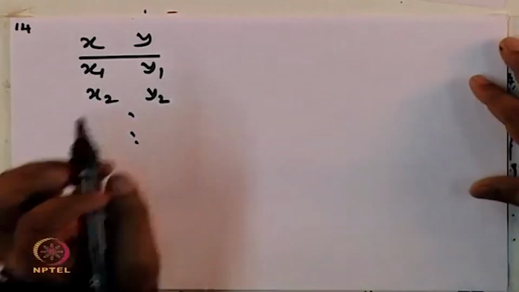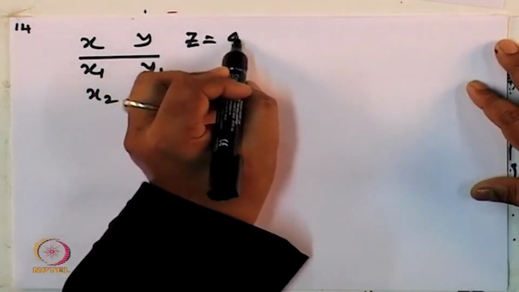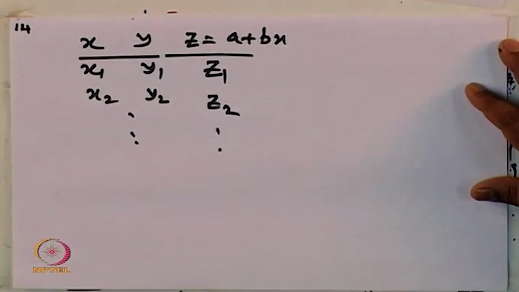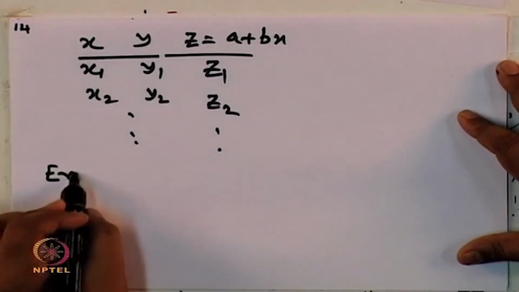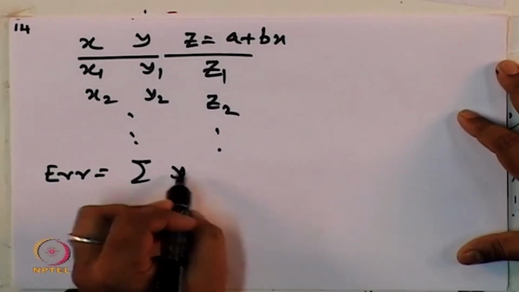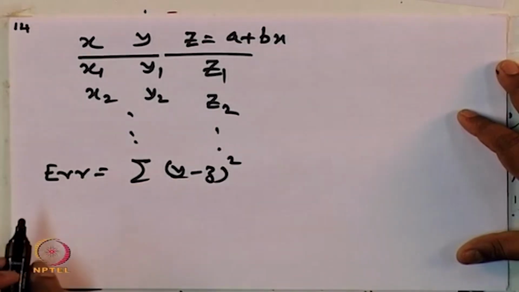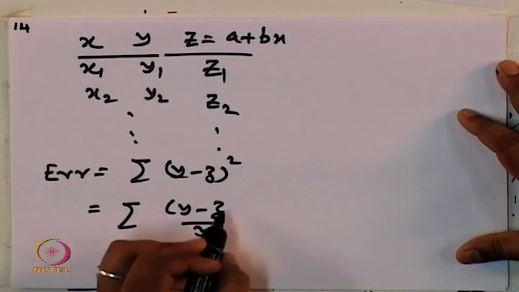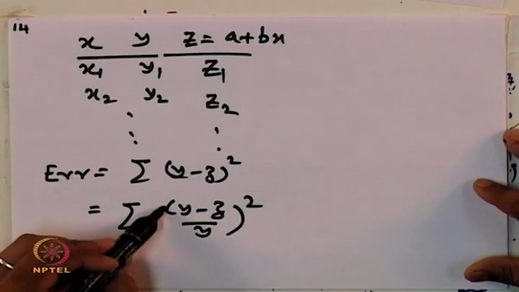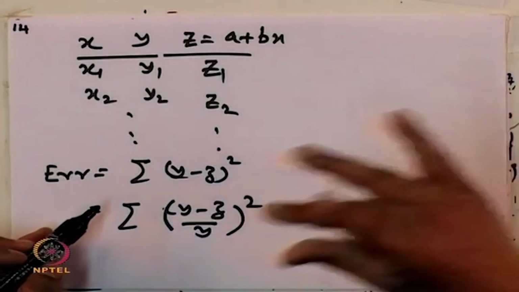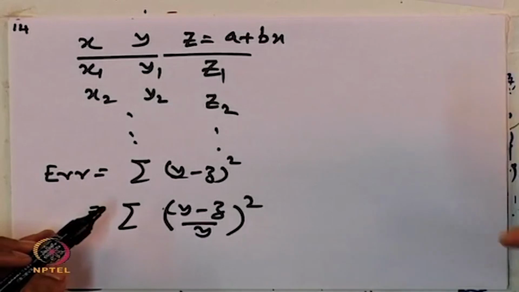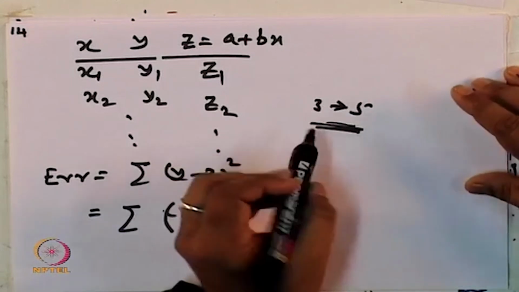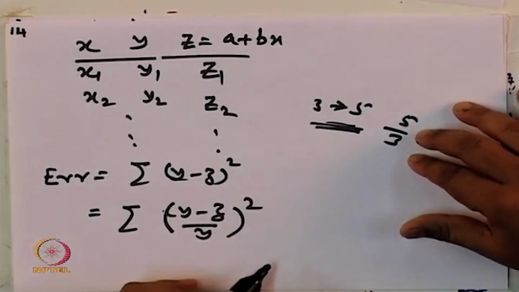Okay. You calculate, let us say, z is equal to a plus b x. You define z1, z2, z3, and so on and so forth. So, instead of defining your error as simply summation y minus z whole square, you can define it as summation of y minus z normalized to y whole square. What this will ensure is that it normalizes the magnitudes of the errors as well. Between 3 going up to 5 you have a huge amount of error, but when you normalize by 3 you get a much lesser amount.